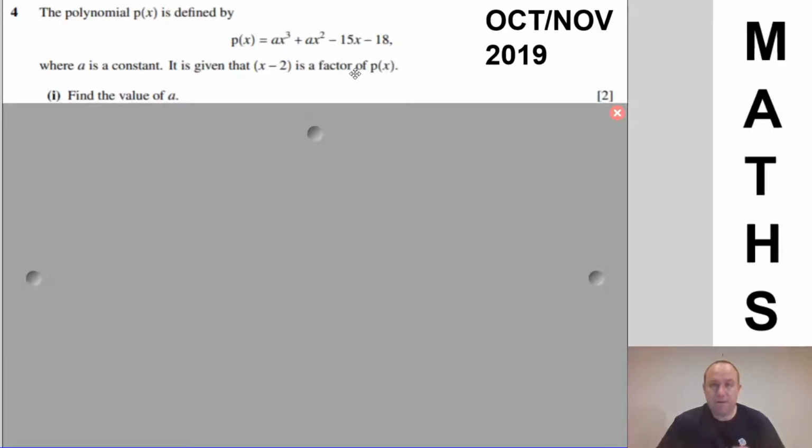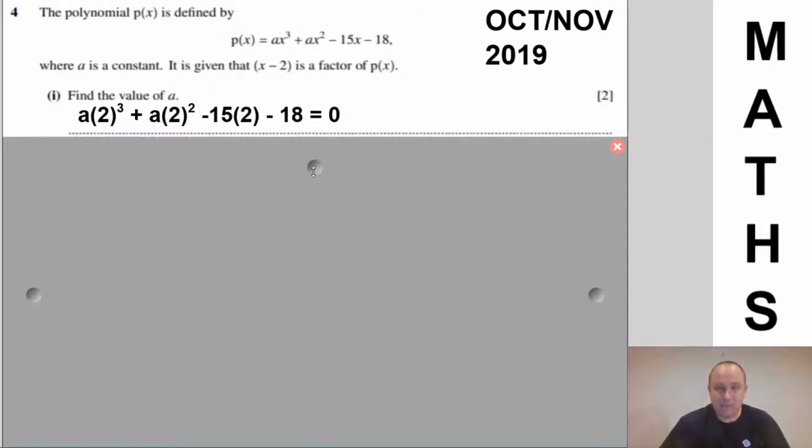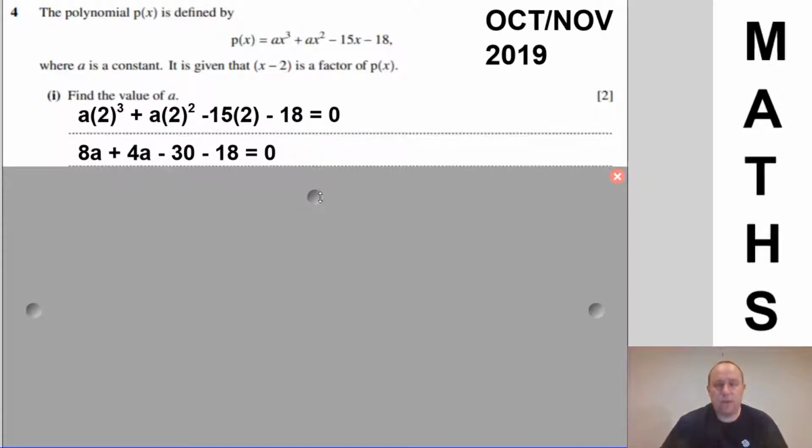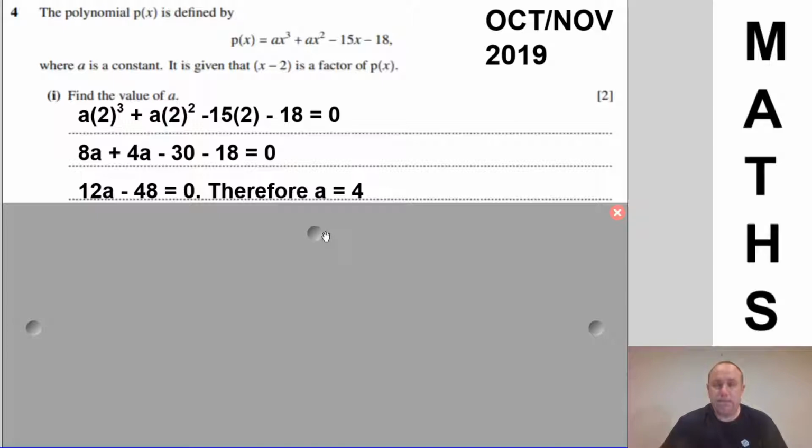Now, the very key part about this one is, if it's a factor, it means that when it divides in, there is no remainder. The other questions we just looked at all specified what the remainder is. So when it says it's a factor, you need to know that the remainder is 0. So what we do for this is a 2-point question, so it can't be anything too clever. Plug in 2 for wherever we see x, simplify, combine terms, and then you can go ahead and solve, and you should be able to find out that a equals 4 pretty easily for this one.